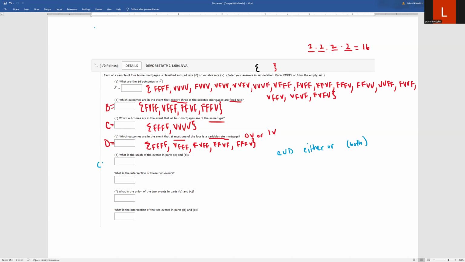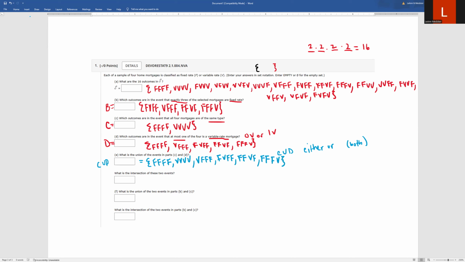So my C union D would be, we have the F, F, F, F. They both had that one, but we only list it once. We had the V, V, V, V. That was in the C. Then we have all the things that were just in D. So we have the V, F, F, F, F, V, F, F, F, F, V, F, and F, F, F, V. So notice we have 1, 2, 3, 4, 5, 6 different elements in this union.